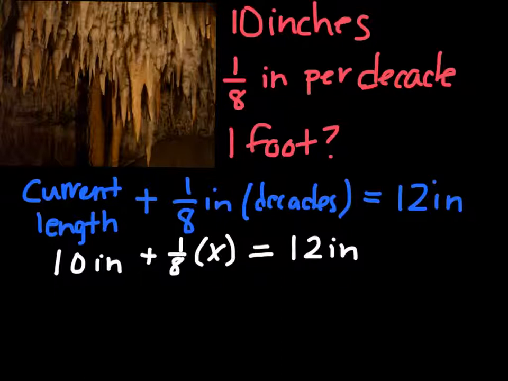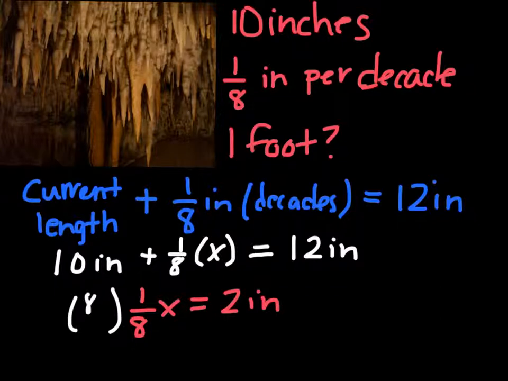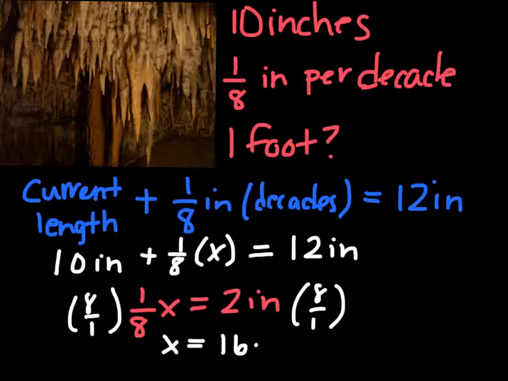And now let's solve. We need to subtract 10 inches from each side, giving us 1/8 x is equal to 2 inches. And then we need to multiply by the multiplicative inverse, which will be 8/1 on each side, giving us a final solution of x equals 16 decades. So it'll be 160 years before that stalactite grows another 2 inches to equal a full length of 12 inches or 1 foot.